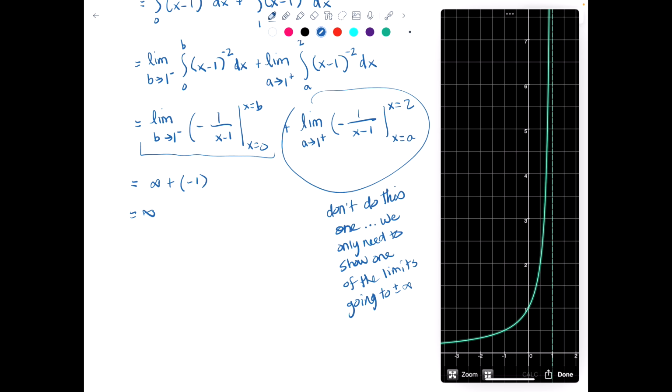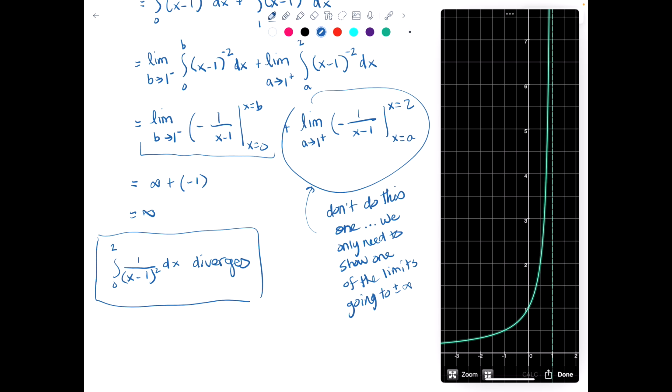And so what we found out was the integral from 0 to 2 of 1 over x minus 1, the quantity squared, dx, diverges. Cool, cool?